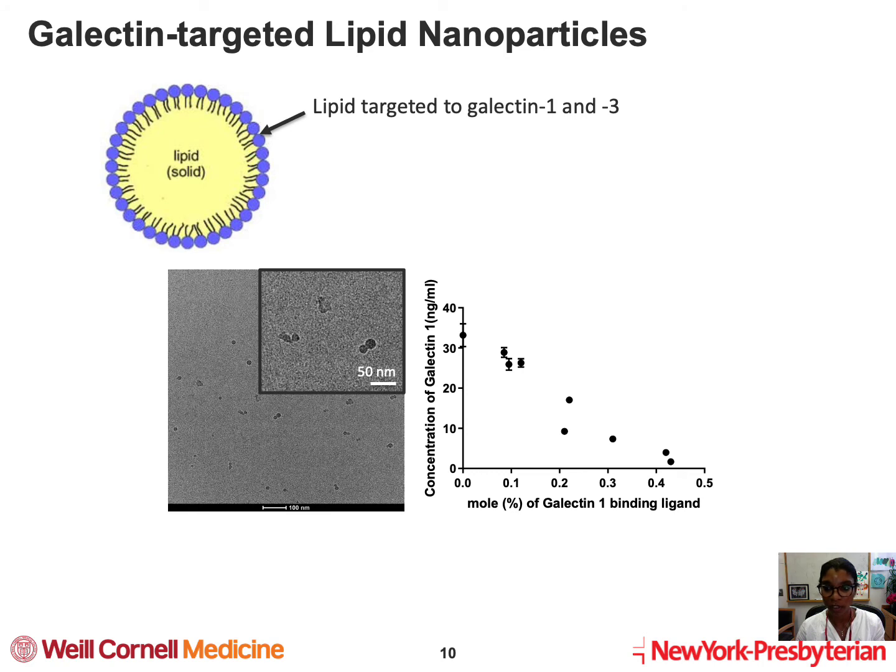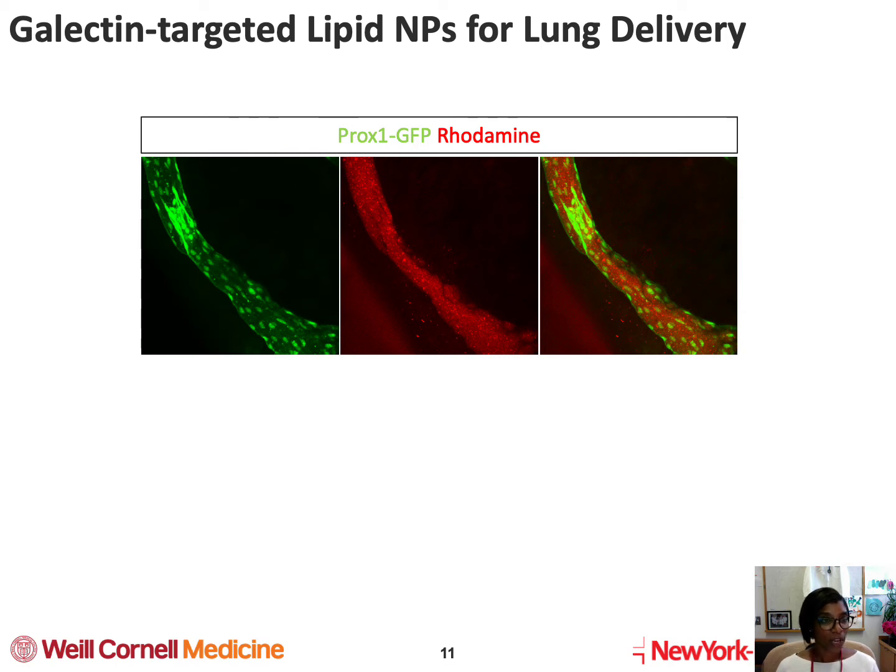This is a very simple assay where you have increasing amounts of the galectin-targeted lipid in a solution of galectin 1. And you can see that with increasing amounts of the binding lipid, you see decreasing amounts of free galectin in the solution, really demonstrating how well targeted this lipid particle is. So using lymphatic reporter mice, the PROX1 GFP mice where the lymphatics are in green, we gave the galectin-targeted lipid nanoparticles in an inhaled fashion to these mice.